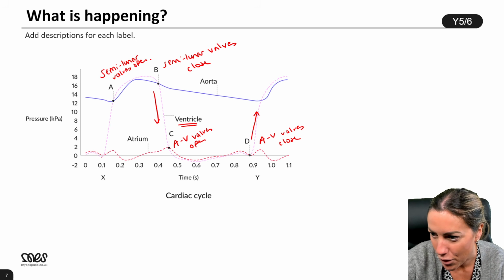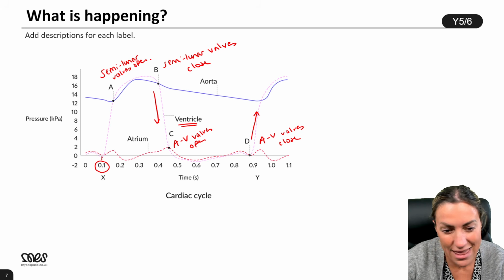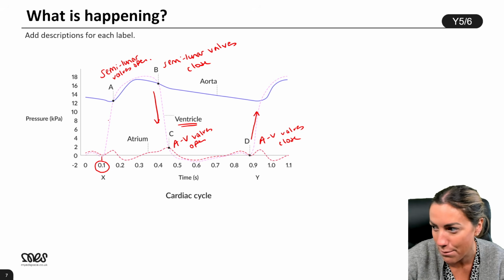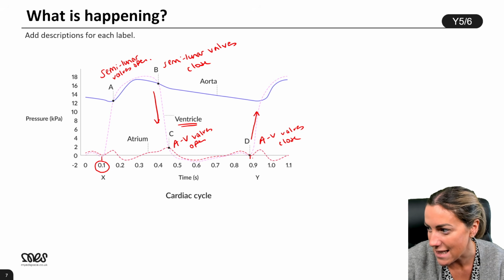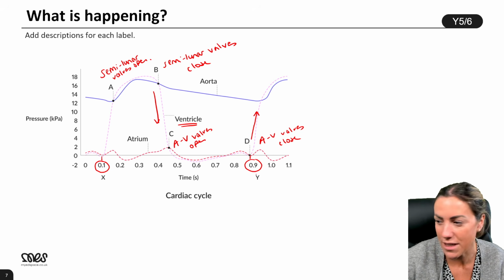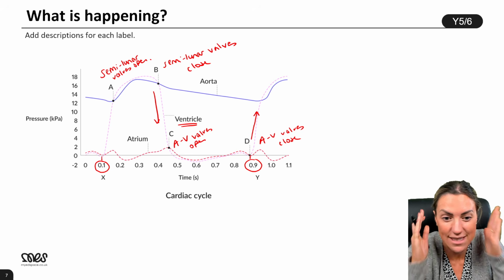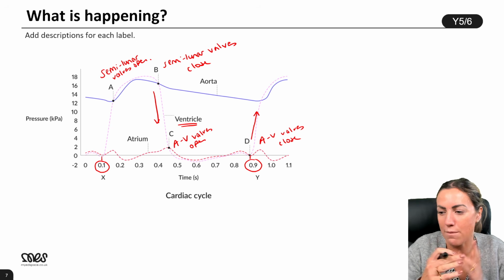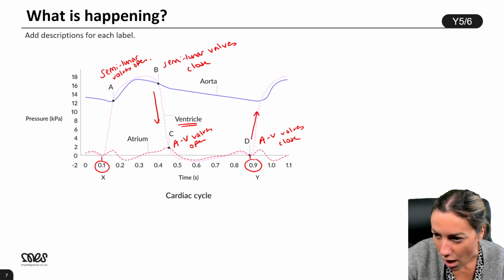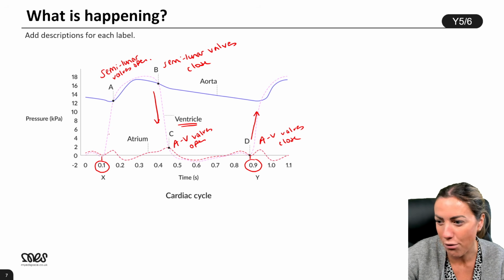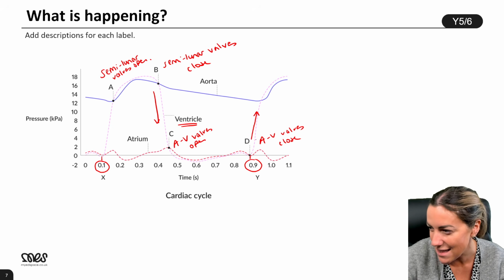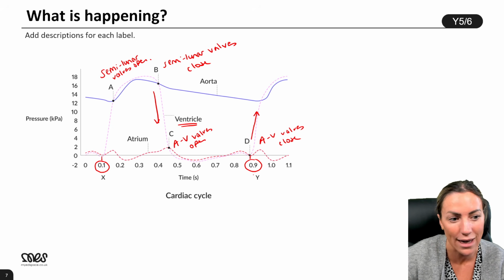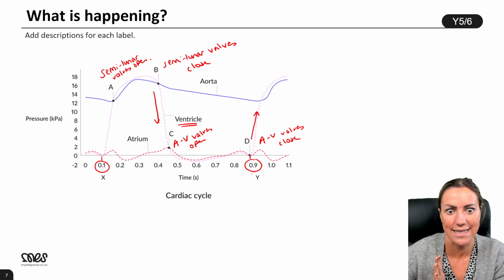So for example, here, 0.1, I can see at that point the pressure in the ventricle starts to increase steeply, and I can see that repeated here at 0.9. So I'm just looking to identify 2 points on the graph that are the same. The easiest 2 points for me to identify there were the rapid increase in pressure, which is marked X, and then I can see that happening again at the point marked Y. So I can see the cycle is repeating again, right?